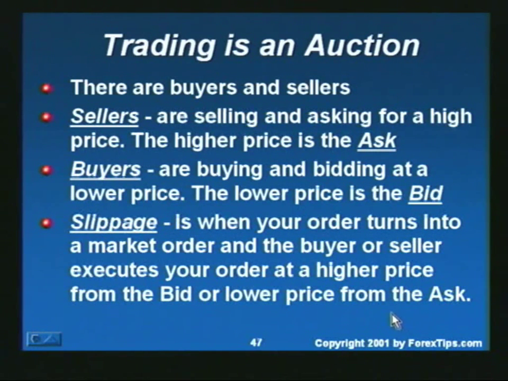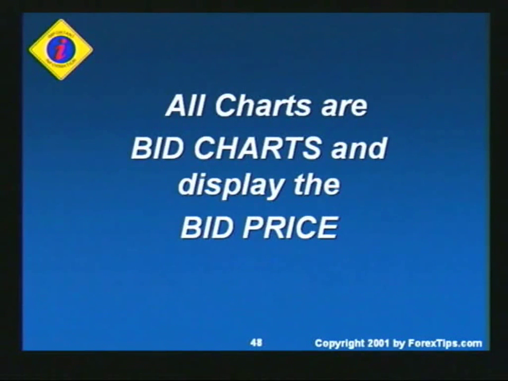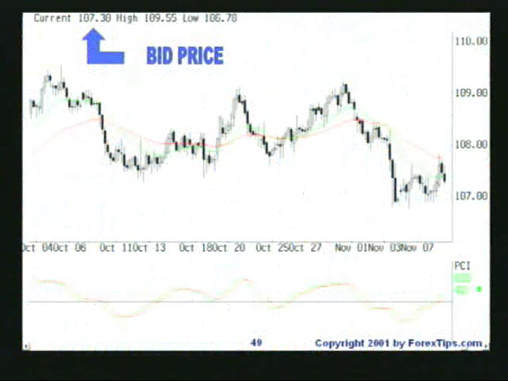There's a term you're going to learn a lot about as you get involved in trading called slippage. Slippage is when you place an order in the market and you're not filled at that number and you're filled at a different price. That is called slippage. As you get involved with trading, we'll go into great detail about what slippage is. All charts that you look at predominantly are what's called bid charts. They are monitoring the bid price. The current price that you see on the chart is the bid price.